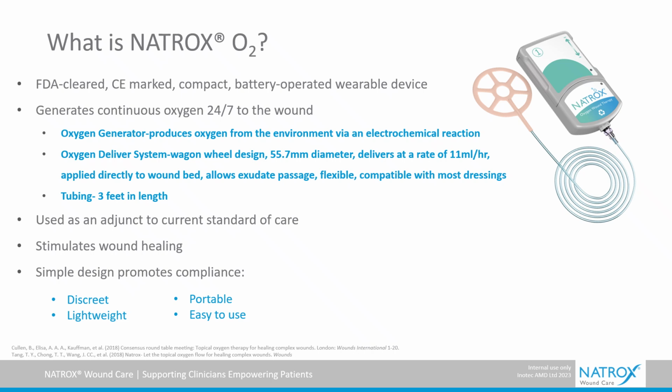The cording is flexible, as is the delivery system, and is compatible with most dressings. You should always use a semi-permeable dressing over the oxygen delivery system. The tubing is 3 feet in length, so it can be put onto the patient's belt loop, and the oxygen generator can also go into a pocket, or it can be strapped onto the lower extremity via the holster.